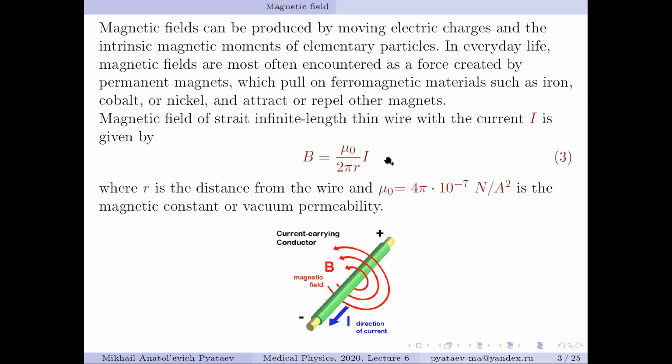it shows that the magnetic field is directed tangential to, well, I see that someone has raised a hand.